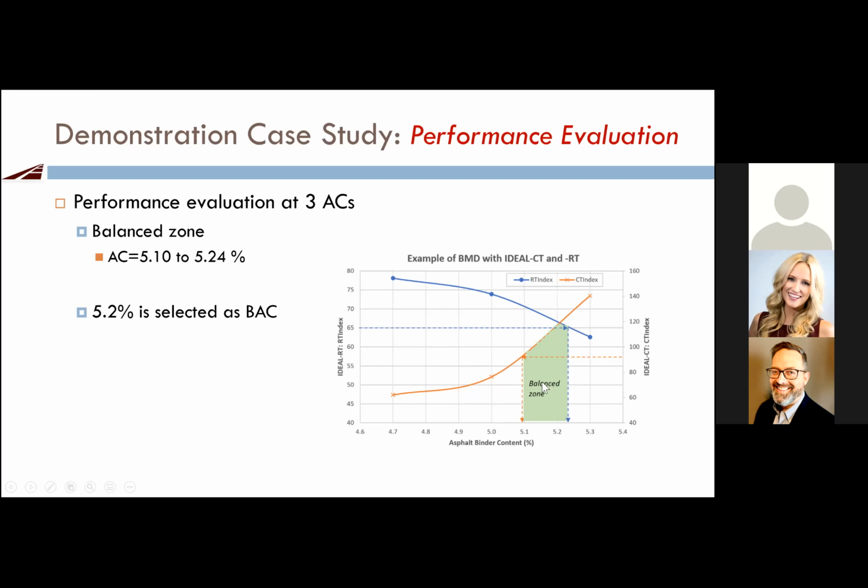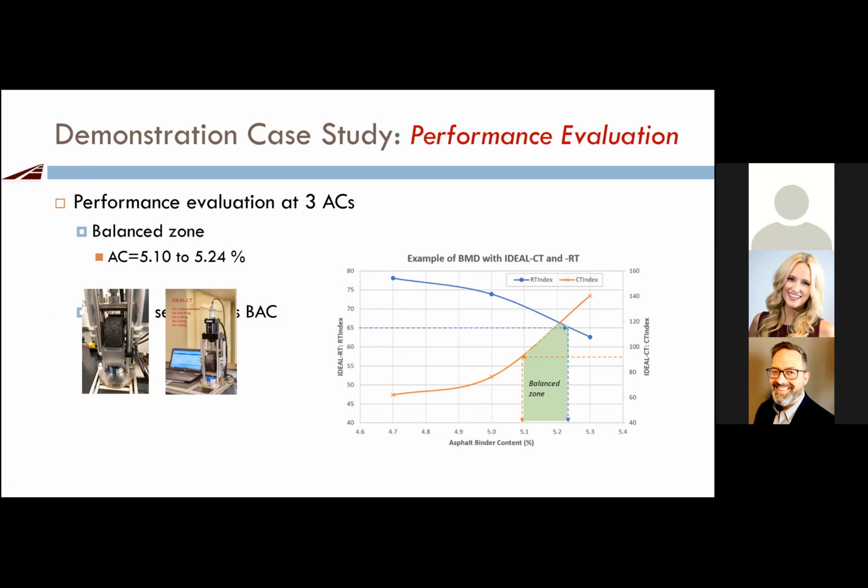And then, I remember this, we're using 65 as the RT requirement, so that's the minimum. The highest asphalt content we can use is 5.24, and the CT requirement is 90, so the minimum asphalt content is 5.1. So we have this balance zone, and for this study, we choose 5.2 as what we call the balance asphalt content. Performance verification is the next step.